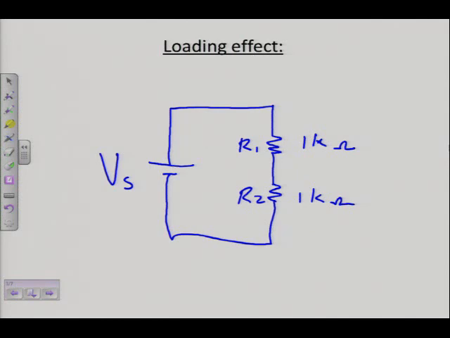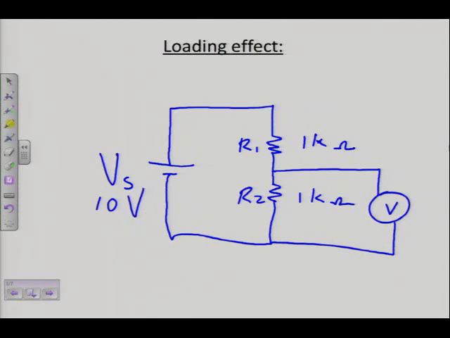If I go and measure the voltage over R2, there's my voltmeter. Here's my voltmeter. And say for instance the voltage that I apply here is 10 volts. What voltage should I measure over R2? 5 volts. Now I made it easy. I made the two resistors the same value. So it should halve it.